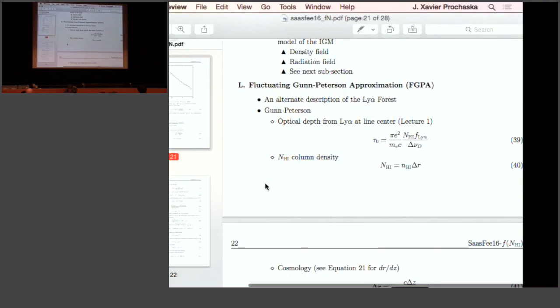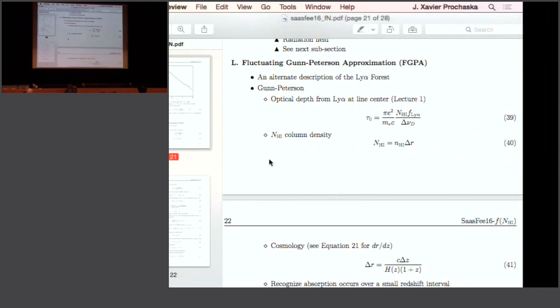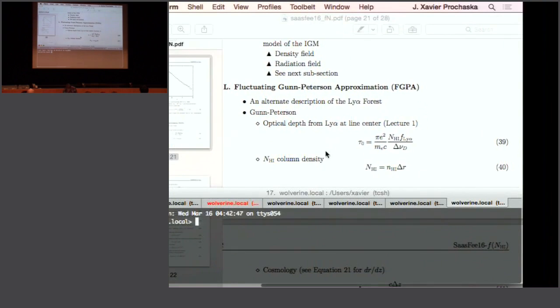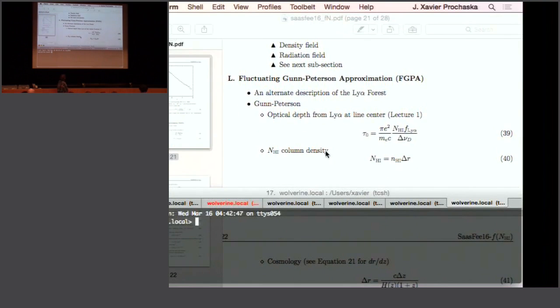To do that, I introduce another description of Lyman-alpha forests, known as the Fluctuating Gunn-Peterson approximation. We've seen bits and pieces of this before as well. So, from the line profile, the lines at the line center of our Lyman-alpha line, the optical depth has equation 39, proportional again to n and f, and the width of the broadening of the line. Now consider a patch of the universe with some size delta r and some characteristic density, volume density nH1.